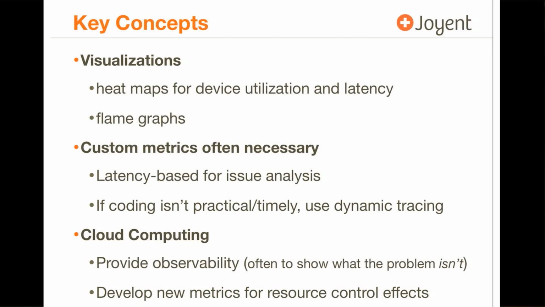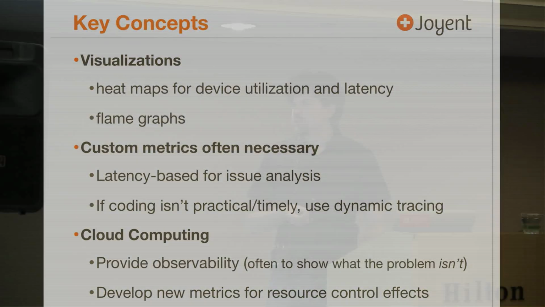Key concepts, again, if they're not already obvious. Heat maps are great for device utilization and latency as well. Flame graphs are pretty new, but we're finding them very useful. Custom metrics are often necessary, especially latency-based for issue analysis. If coding them isn't practical or timely, you can use dynamic tracing if that's available. That's what I tend to do a lot.